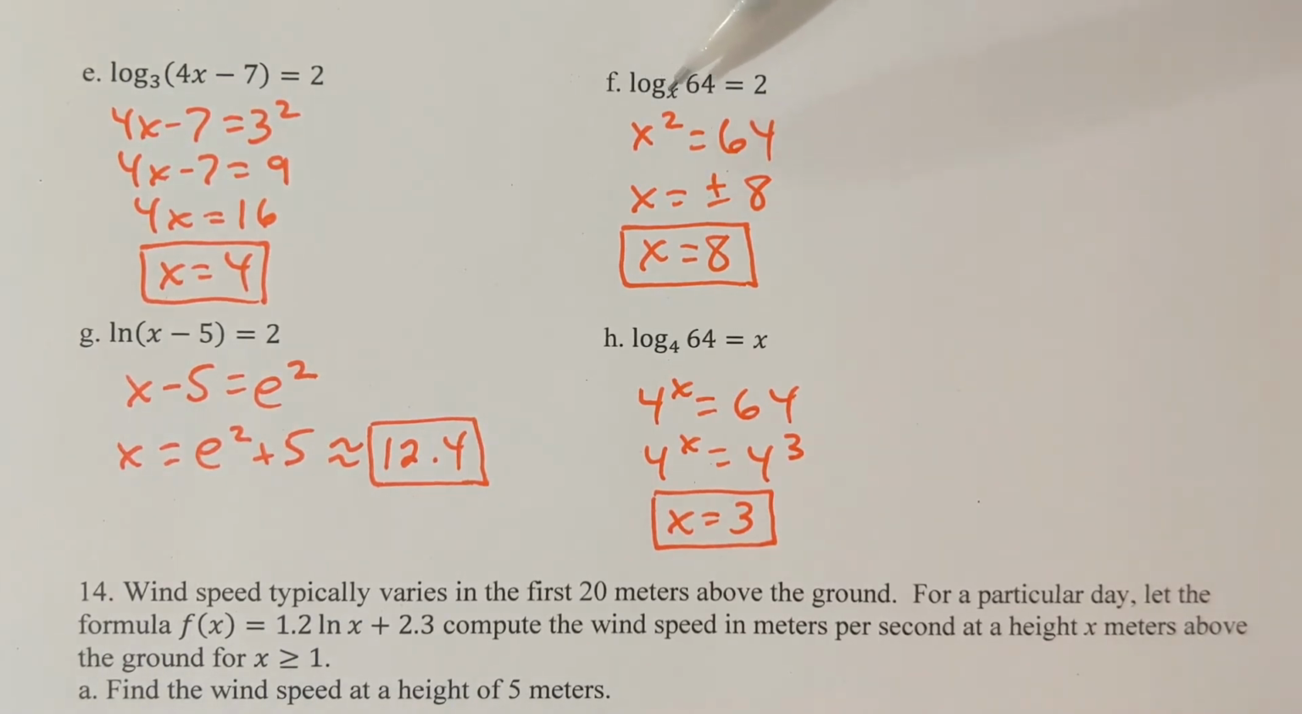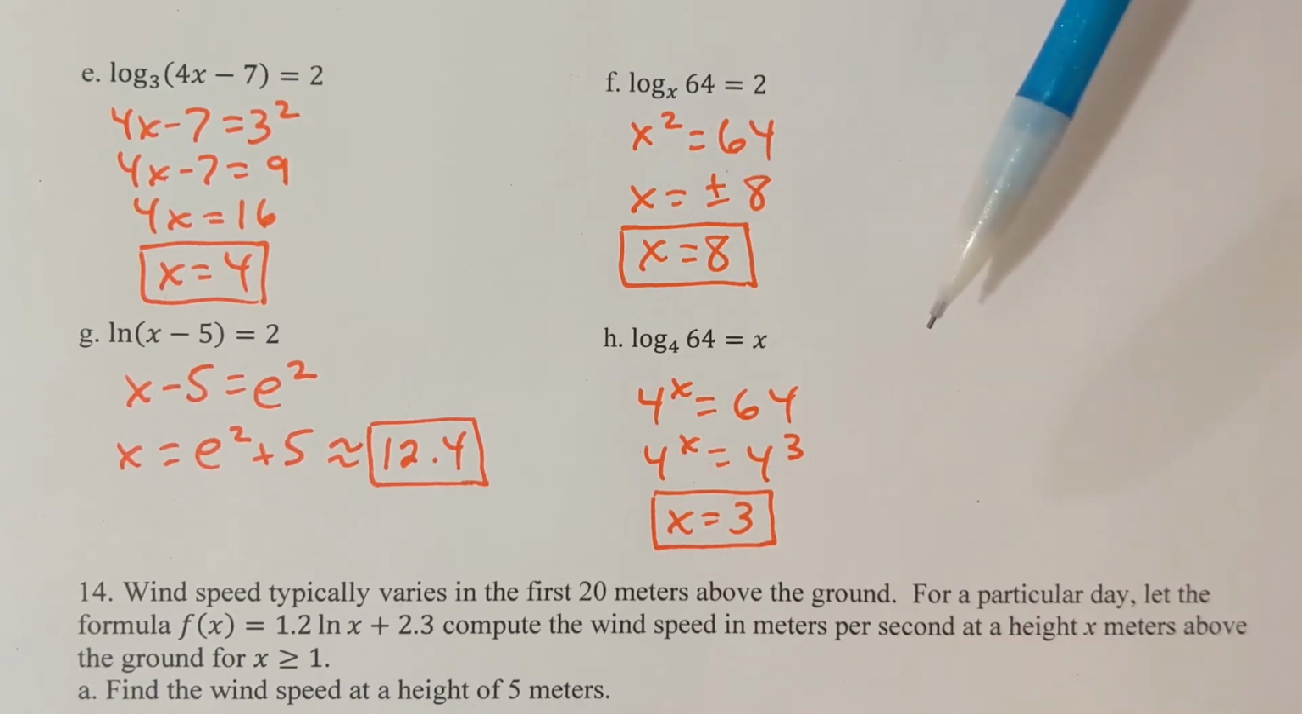Part F, log base x of 64 equals 2. Solve for x. Well, again, let's use the definition and rewrite this into an exponential form. X is the base, 2 would be the y value, right? So x squared equals 64, the input, which is going to be all alone on the exponential. X squared equals 64. If you take the square root of both sides, don't forget about the plus or minus when you do that, and you'll have x equals plus or minus 8.